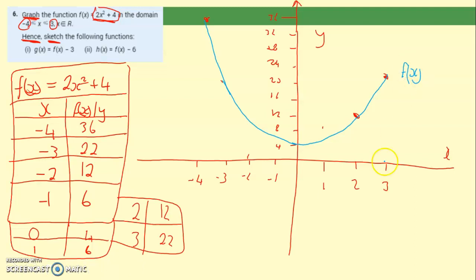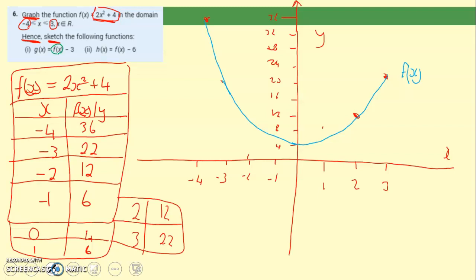Then I'm going to change colour and answer the questions. So, from this, sketch. Sketch means we don't use a table of values, it's estimates. The following functions: g of x equals f of x minus 3. So in other words, it's the original function, take away 3. So we know the rule is when it's just add or subtract hooked on to the end of the original function, it means we're moving up and down the y-axis.